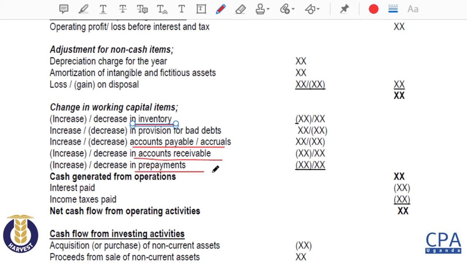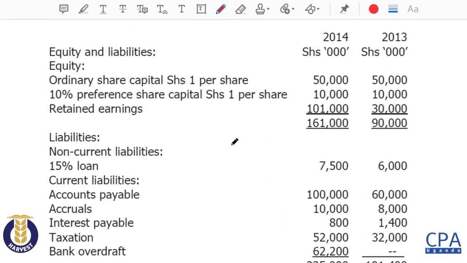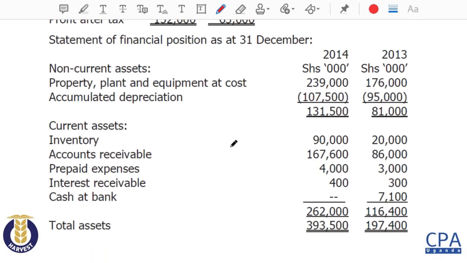So we shall first of all look at the inventories in our question. Going to the statement of financial position under the current assets, as you can see, the inventories moved from 20 million in 2013 to 90 million. So I would say there was an increase in inventories. Next, we have an increase in receivables from 86 million in 2013 to 167,600 million in 2014. The prepaid expenses also increased from 3 million to 4 million.